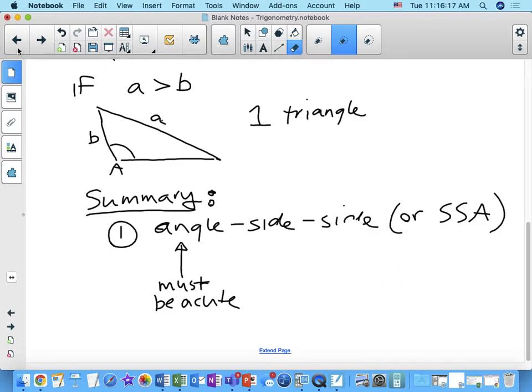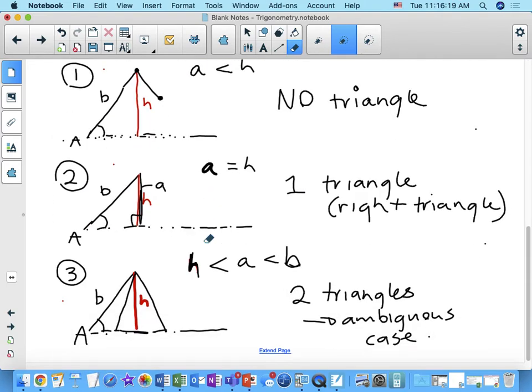Because A has to be less than B, right? A has to be between the height and B. I made a mistake there. Didn't I? Sorry about that. So the side that's opposite the angle has to be smaller than the one that's beside the angle.